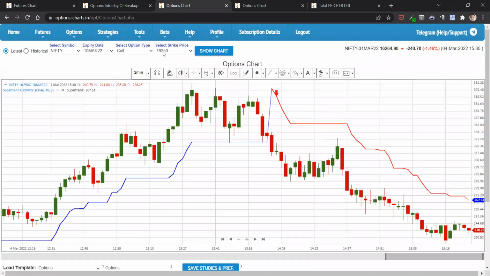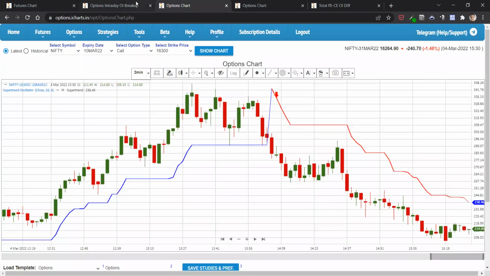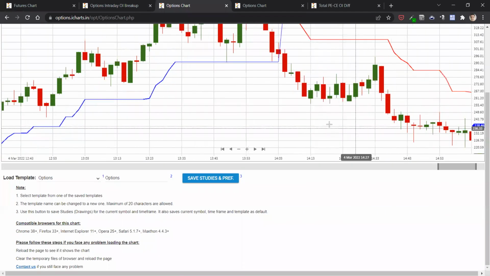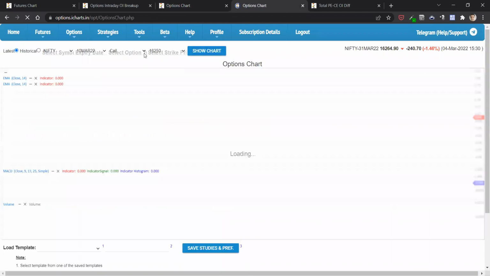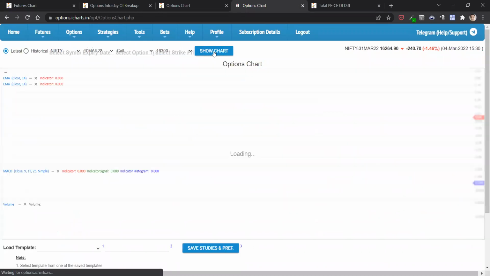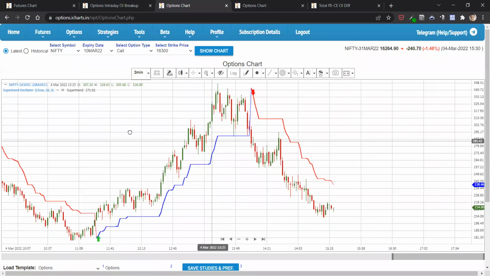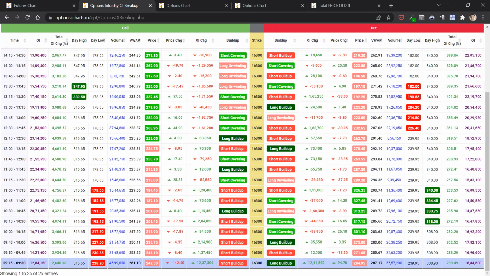Let me take the latest 16.3 call. So I'm monitoring the 16.3 strike. Here I will look at the 16.3 call and the 16.3 put. As we saw here at 9:30, call is short and put is long.